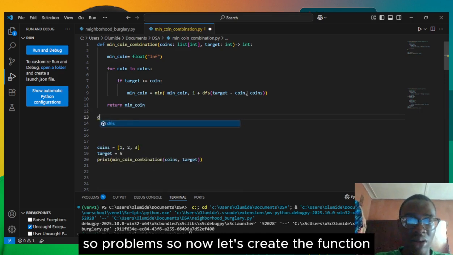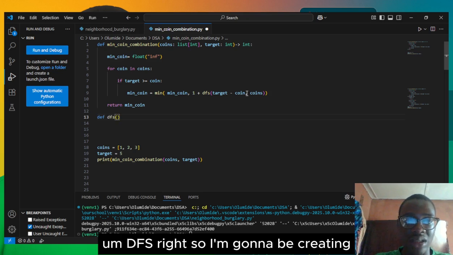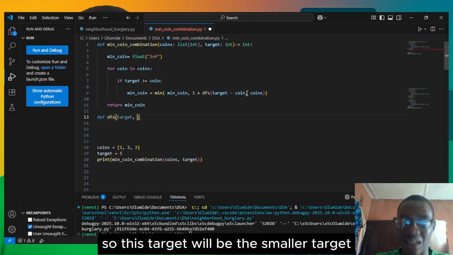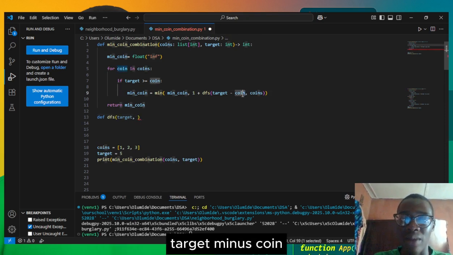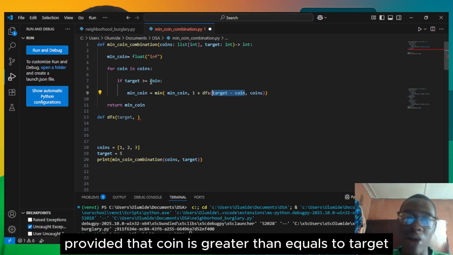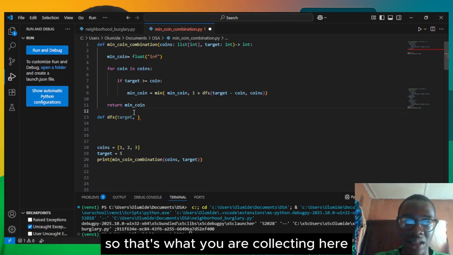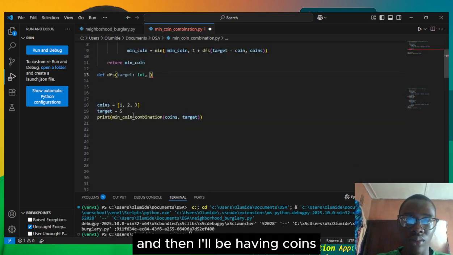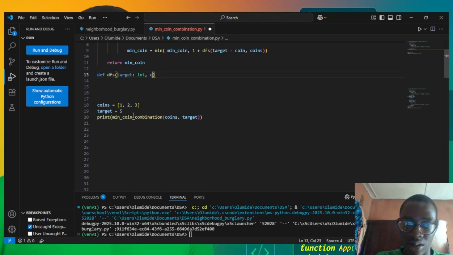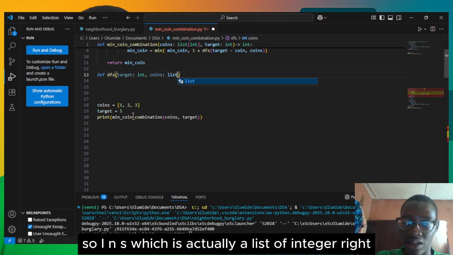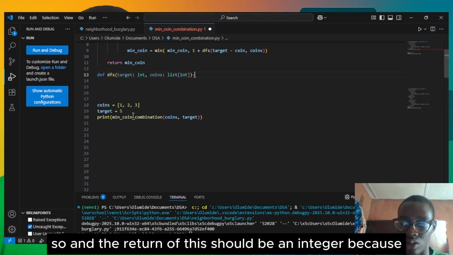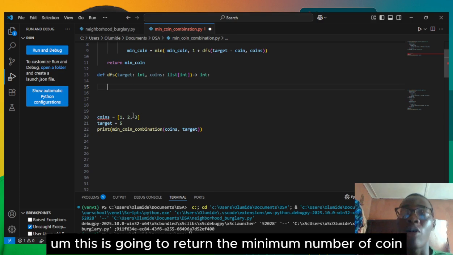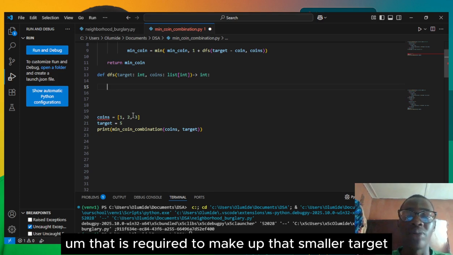So now let's create the function DFS, right? So I'm going to be collecting the target. This target will be the smaller target. Don't forget that this target is actually target minus coin, provided that coin is less than or equal to target. So that's what we are collecting here. Let me even put it as an integer. And then I'll be having coins, which is a list of integers. The return of this should be an integer, because this is going to return the minimum number of coins that is required to make up that smaller target.